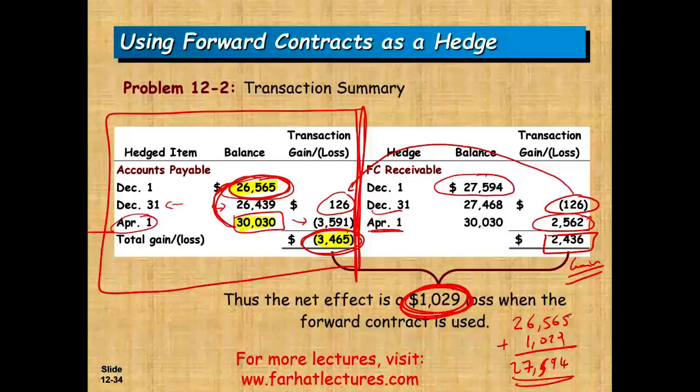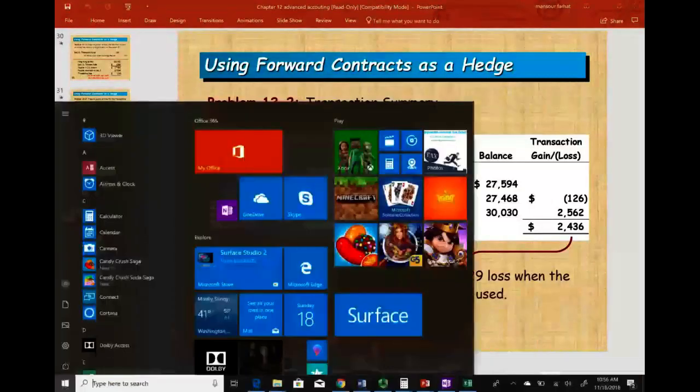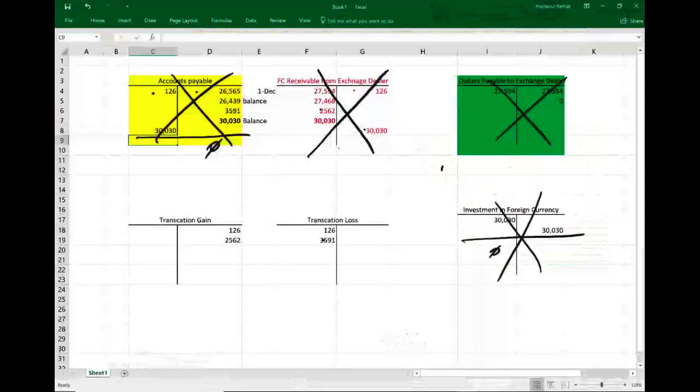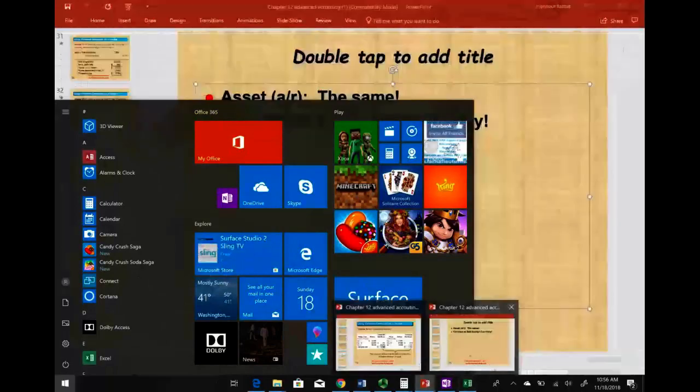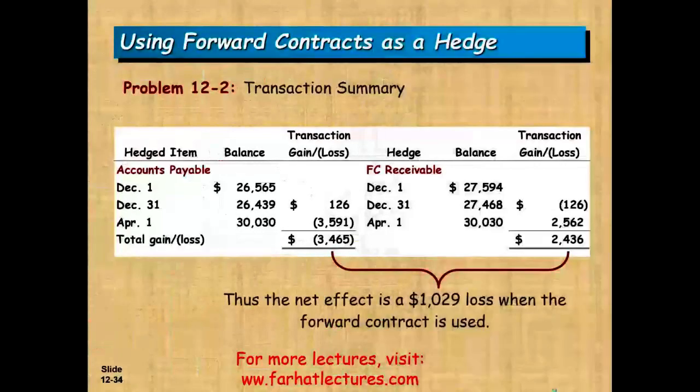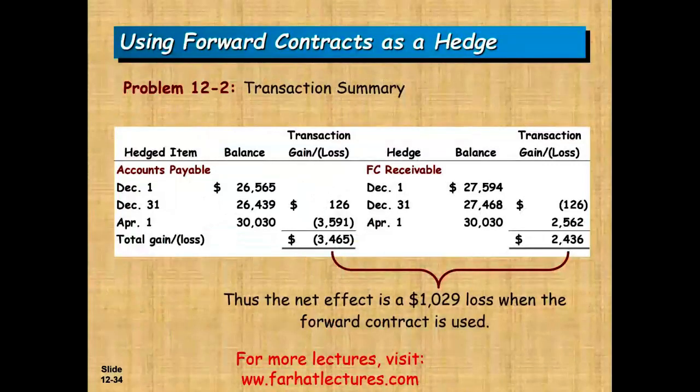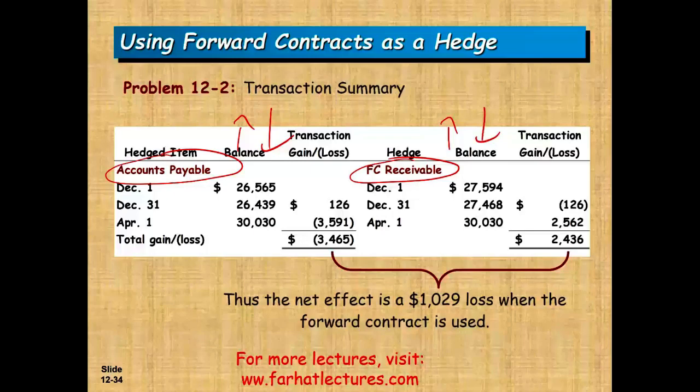What is this amount, 27,594? This is the amount, if you remember from that green right here. This is the amount that I said I will pay, $27,594. And my original balance was $26,565. So I was willing to accept to pay a little bit more rather than having a surprise on April 1st. So this is the value of the hedge. Simply put, we had two things to keep track of. We had the accounts payable to keep track of changes in the accounts payable up and down. And we had to keep track of the forward contract receivable, keeping changes of it up and down.